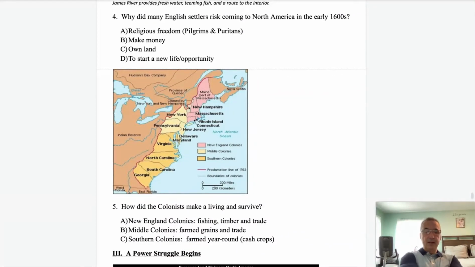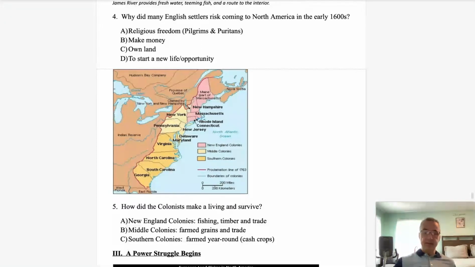So the New England colonies include New Hampshire, Massachusetts, Rhode Island, and Connecticut. Then in the middle colonies, we have New Jersey, Pennsylvania, New York, and Delaware. And then in the southern colonies, you have Maryland, Virginia, North and South Carolina, and Georgia. So you had 4, 4, and 5 in regard to the number of colonies.